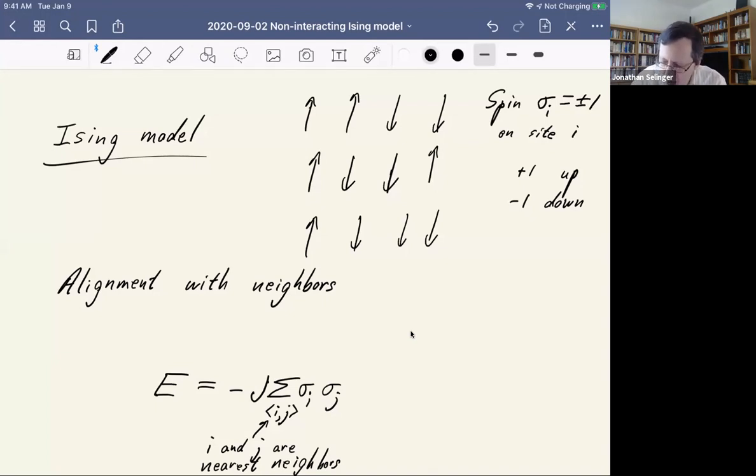Now there is a second important effect, and that is that there's an applied magnetic field. I'll put that in blue. So let's suppose that we put on a magnetic field. That influences every site in the whole lattice, and each site tends to be aligned with the magnetic field.